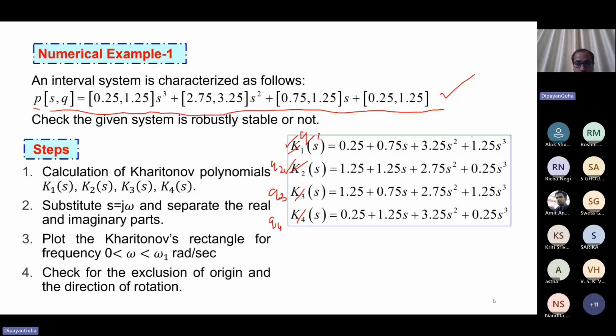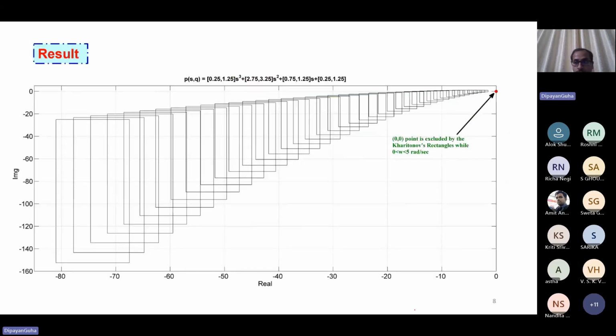And when you put s equal to j omega here, we will get a real component as well as an imaginary component, so that we are going to separate. Then Kharitonov's rectangles were plotted for a frequency range 0 to omega 1. Omega 1 can be any value based on your choice. And then we have to check whether the origin is excluded or not. So we simulated this problem on the MATLAB platform.